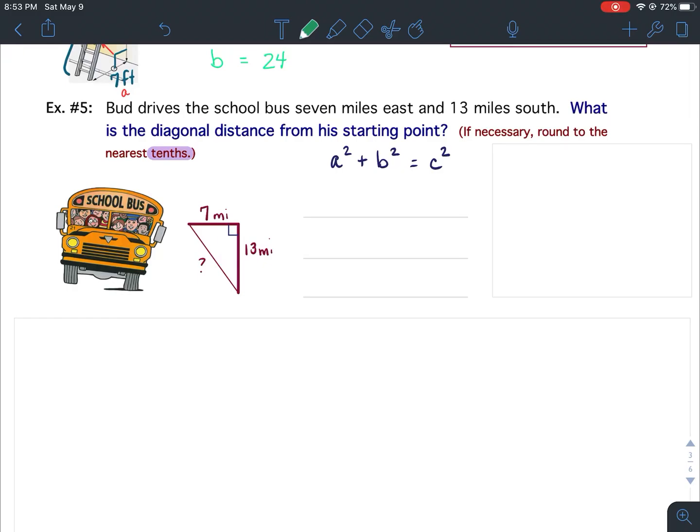Pythagorean Theorem, Lesson 24 Notes, Example 5. Bud drives the school bus 7 miles east and 13 miles south. What is the diagonal distance from his starting point? If necessary, round to the nearest tenths.